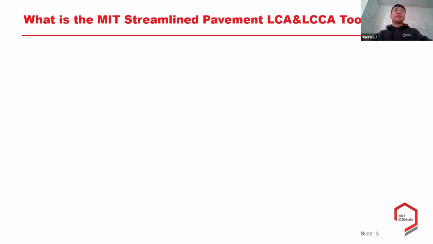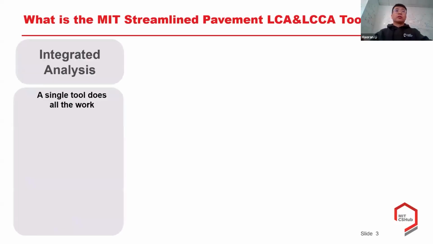So that is the reason we have developed the Pavement LCA and LCCA tool, and we aim to streamline it. First, we integrate everything into the tool. We include the pavement design, including both concrete pavement and asphalt pavement. We also use surrogate machine learning models to approximate the pavement long-term performance. For example, we approximate pavement ME simulations for long-term performance, including cracking, faulting, and IRI for concrete pavement, and transverse cracking, fatigue cracking, rutting, and IRI for asphalt pavement.